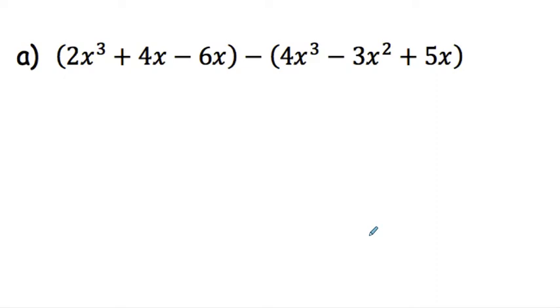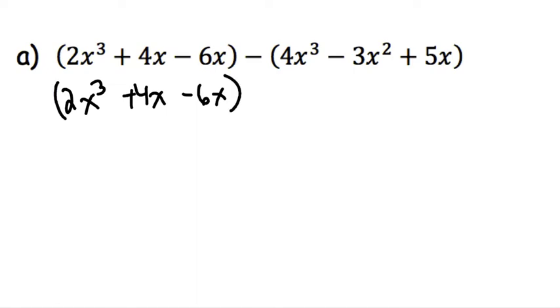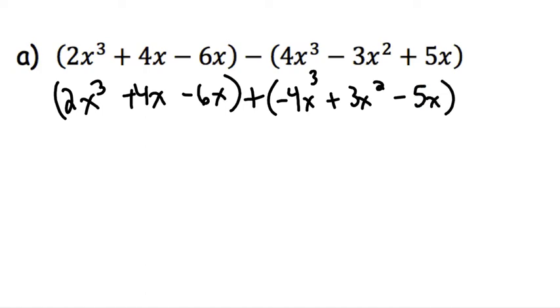So what I'm going to do here is just recopy this first one. 2x to the third plus 4x minus 6x, and again I know we got like terms there that could be combined together. This is the same thing as going back to what we had talked about in the previous notes. If this is a minus, all that means is we go through and change all of these signs. So this would be a negative 4x to the third, a plus 3x squared, and a minus 5x. And that right there is the only thing that's new for these notes.